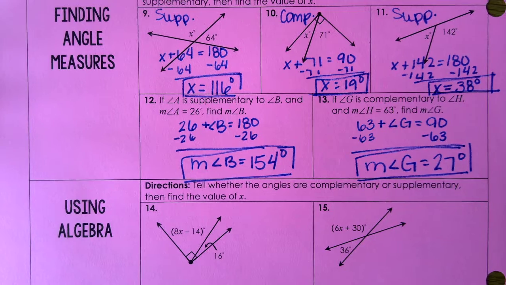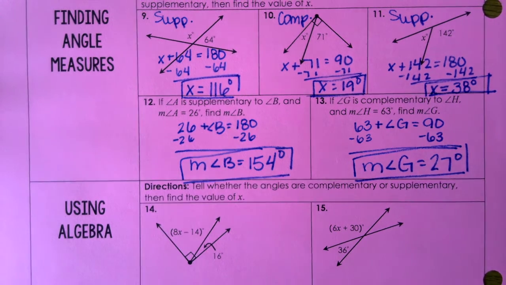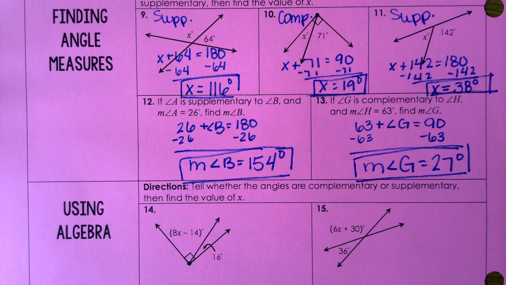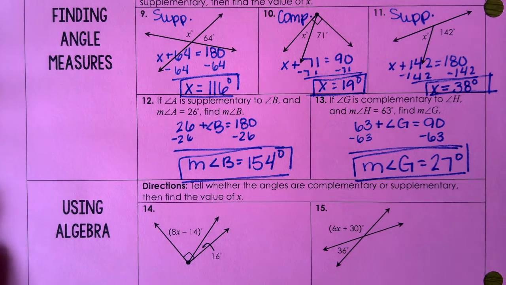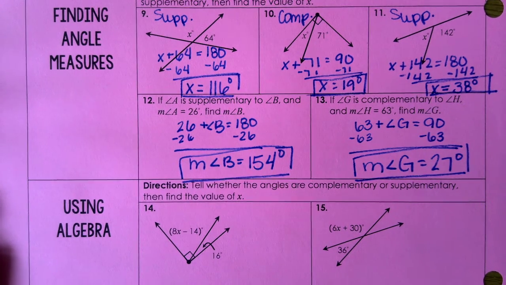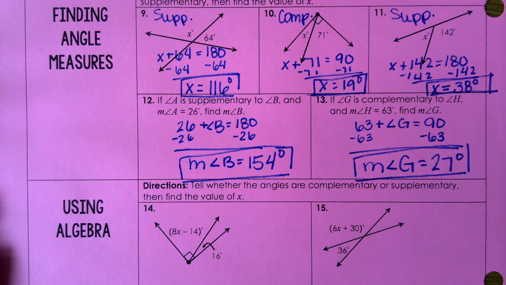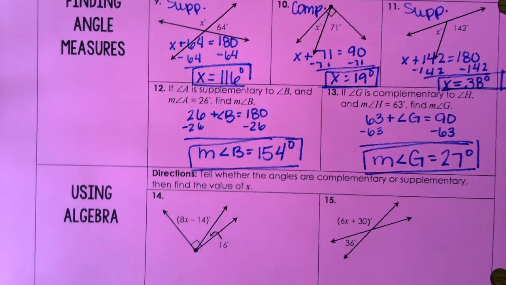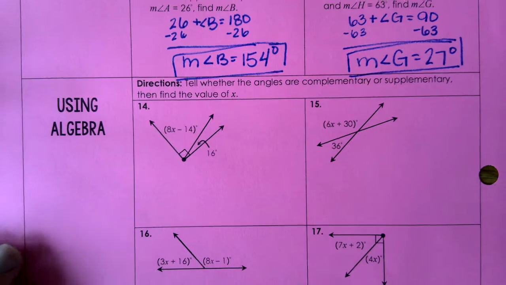Okay, it's really important. If you do not understand 9 through 13 right now, you need to stop and tell me so we can go through them. So, because the next step is when we have more than one step involved. Okay, does anybody have any questions? Okay, then we're gonna move on.